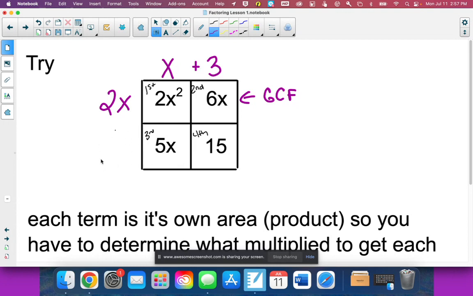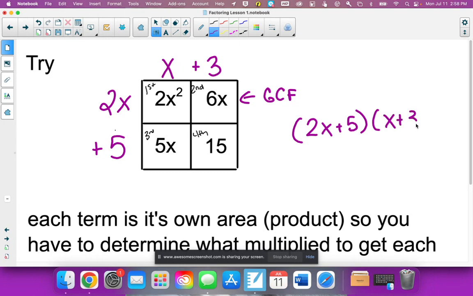In order to get the other piece of the width, we have to make sure it actually works with this length. My length is x plus 3. That's already been determined. So it's actually pretty easy because we only have one piece left to fill in. What has to multiply times x to give me 5x and has to multiply by 3 to give me 15? It has to be 5, and it has to be a positive 5. So we're done. There's my width, and there's my length, and I have the width and the length that multiplied to get me this whole area.